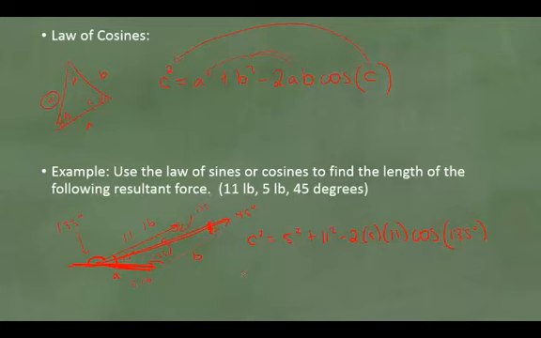So that tells us that c is equal to the positive square root of 25 plus 121 minus, what is this, 2 times 5 is 10, times 11 is 110, cosine of 135. You can use technology to figure out that answer. The part we want to focus on right now is just setting that up. And that would be the resultant force.